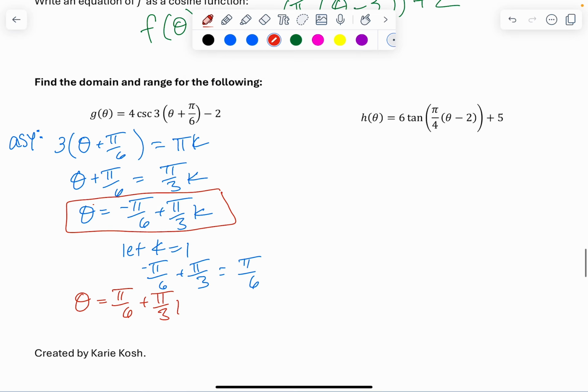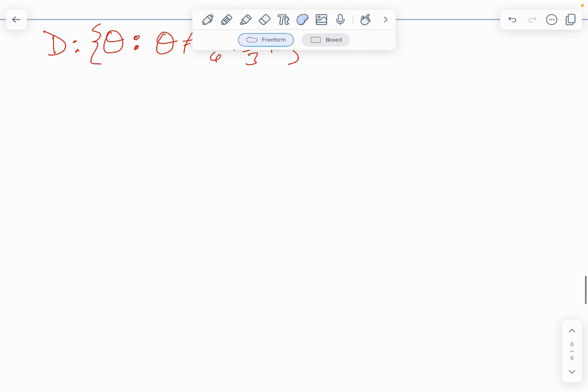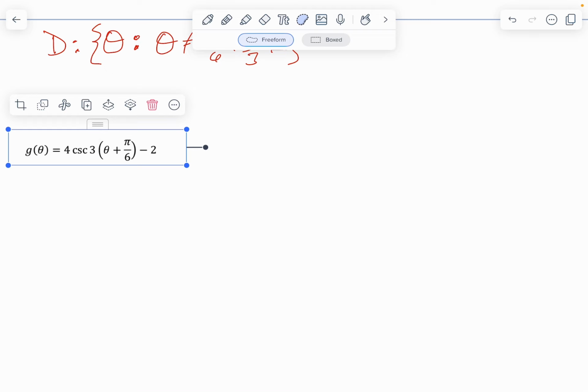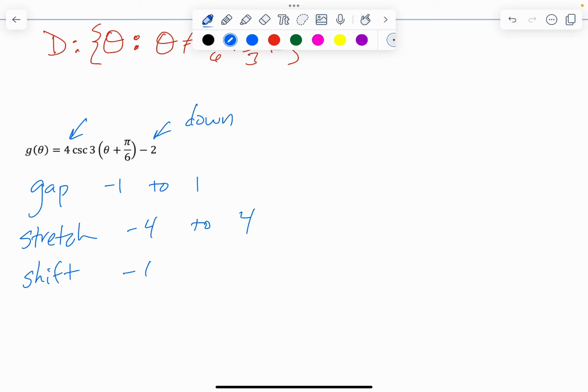And then what's my range? Okay, so let's think about that for this. Hang on, let me grab this and give us a little more space to work. Okay, if this is my equation, we start with a gap because the parent function has a gap from negative 1 to 1. Okay, and now this 4 stretches that gap, so it's going to get a stretch to negative 4 to positive 4. But then we have to shift down 2. So then we shift down 2, so this goes to negative 6, and this goes to positive 2.